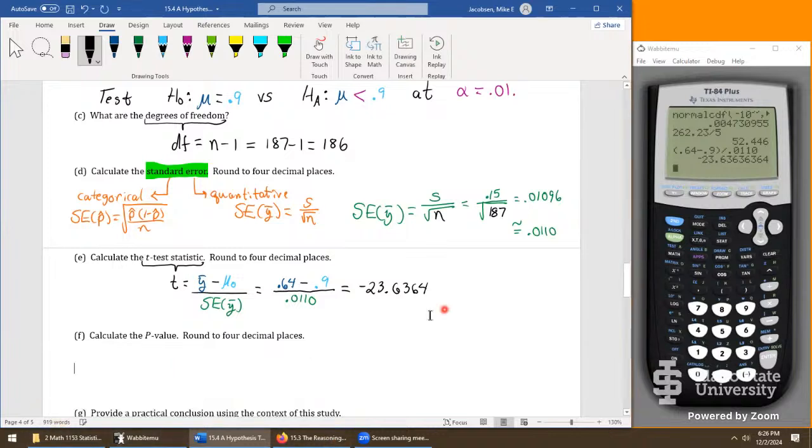And for the p-value, let's carefully calculate it out and see what the calculator does for us. Any questions first, folks, with part E?